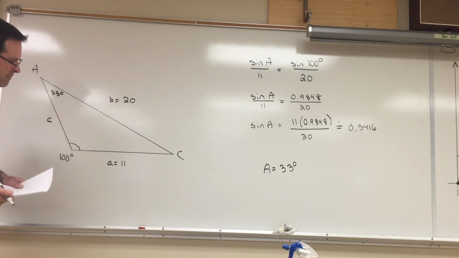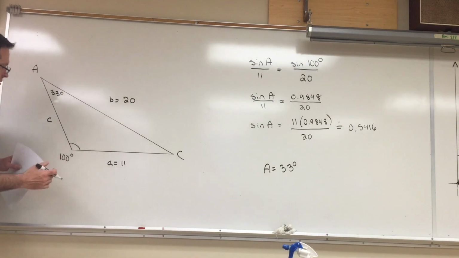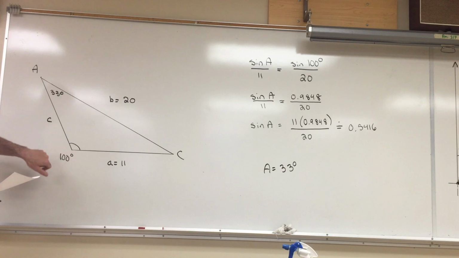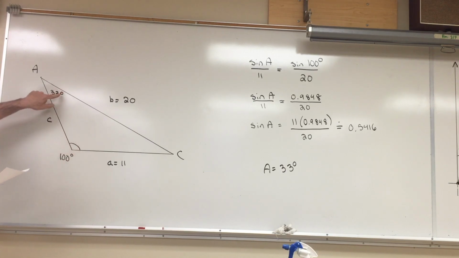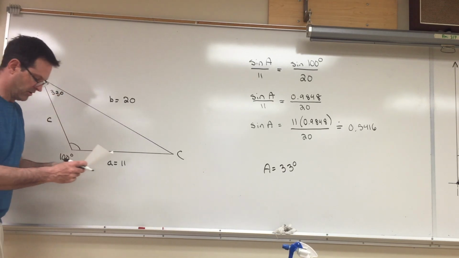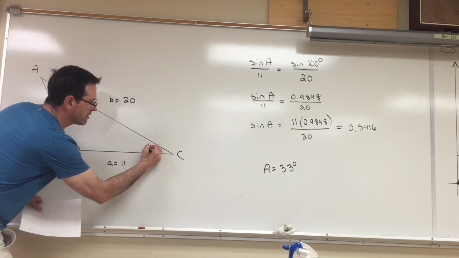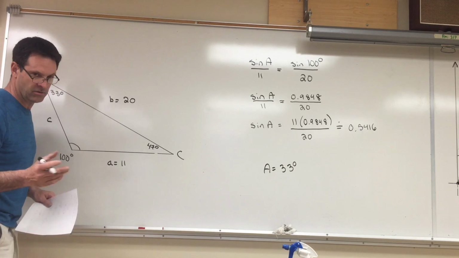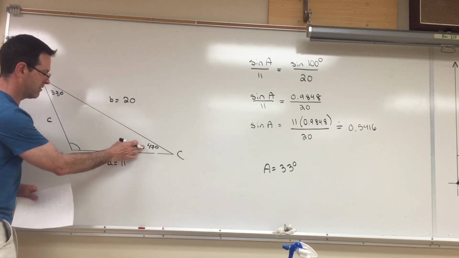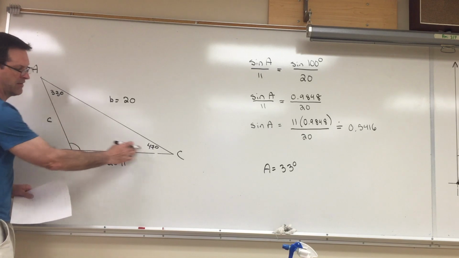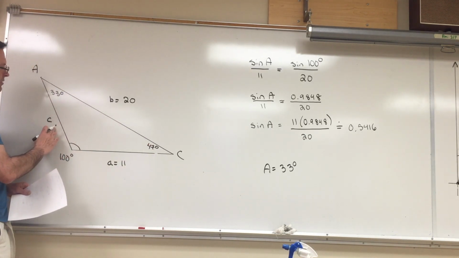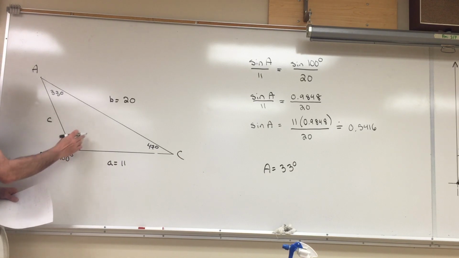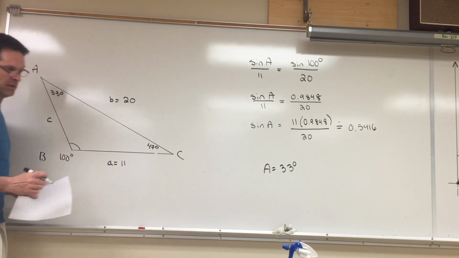Now how do we finish this up? We know that the angle sum of a triangle is 180 degrees. Well, 180 minus 100 minus 33 works out to 47 degrees. So we can find that angle C is 47 degrees. Now we'll use the sine law once again to find the length of the opposite side. Sine of angle C divided by little c is equal to the sine of angle B divided by little b.